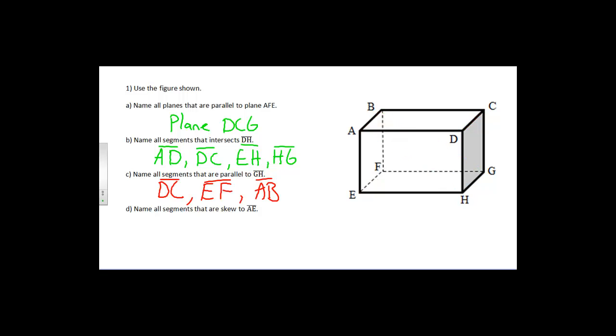And part D, name all the segments that are skew to AE. So if I find AE, I would want all the segments that are not going to intersect AE because they're not in the same plane. BC is not coplanar and would never intersect AE. It is behind it. So would FG. And lines DC and HG are also skew to line AE. They also are in a completely different plane, and they don't have the same slope. They would never be parallel to each other.